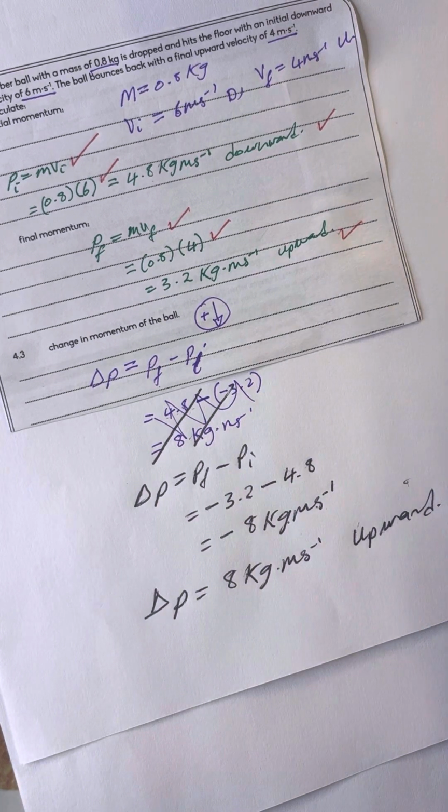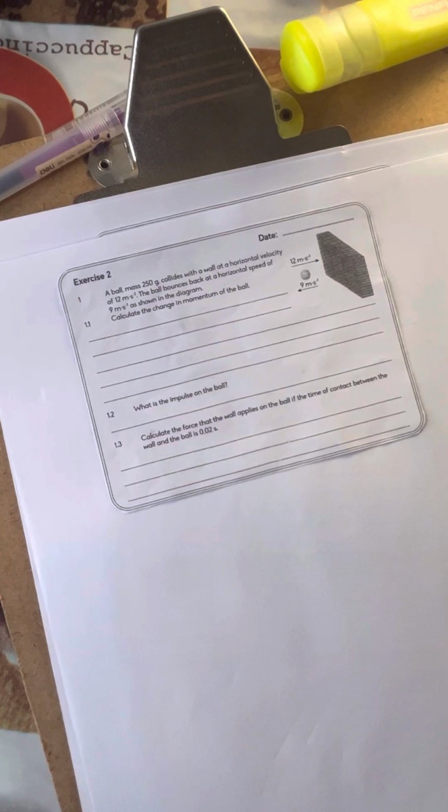Now let's see another set of questions where we calculate maybe impulse or F net using Newton's second law in terms of momentum. We have the following question. Exercise 2. In here we have a ball of mass 250 grams colliding with a wall at a horizontal velocity of 12 meters per second. The ball bounces back at a horizontal speed of 9 meters per second as shown in this diagram.